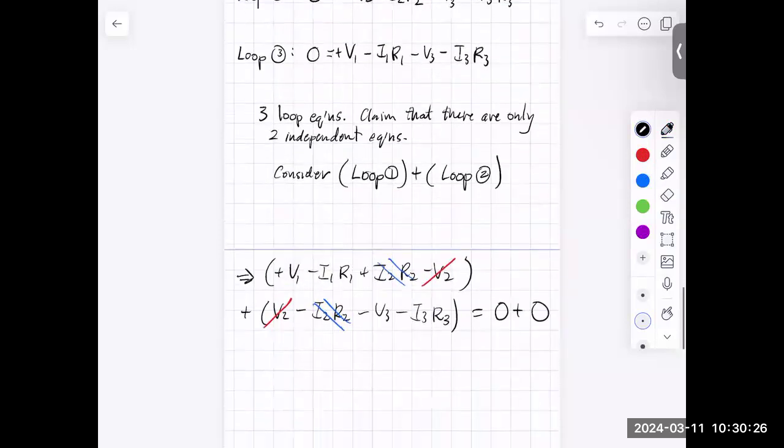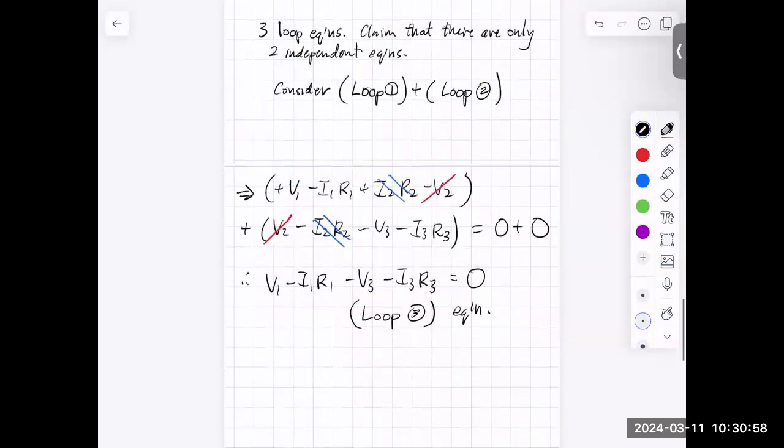So we're going to end up with V1 minus I1 R1 minus V3 minus I3 R3 is equal to 0 plus 0, which is just 0. And that should be exactly what we have for loop 3. So V1 minus, yeah, that's right. So this is exactly equal to the loop 3 equation.